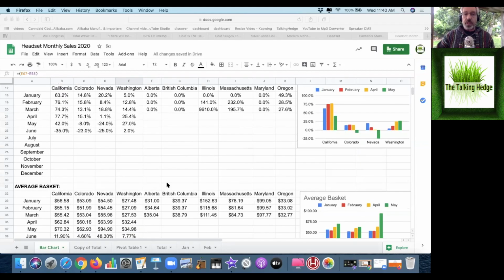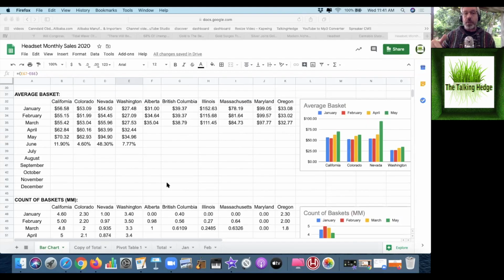So year over year, we're also down. California is negative 35%. Colorado's down negative 23%. Nevada's down only 25%. And Washington's fairly flat. We're actually positive 2%. So maybe that's the only positive thing in the Washington market for like the last 5 years.